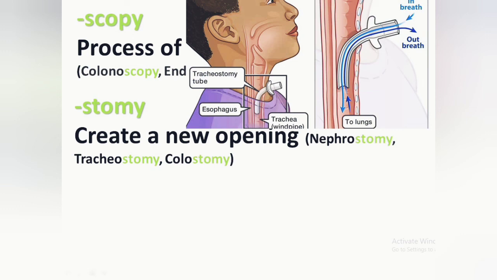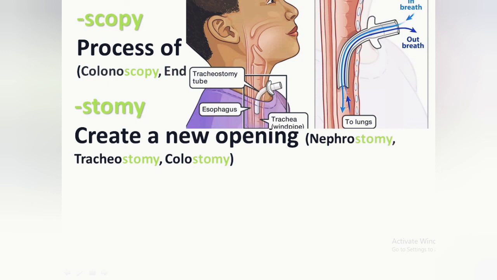One medical term is nephrostomy. Nephrostomy means there will be a new opening for the urine output from our body. If there is any obstruction in our urethra or in our urinary system, then the doctor can create a new opening by surgery for the excretion of the urine.